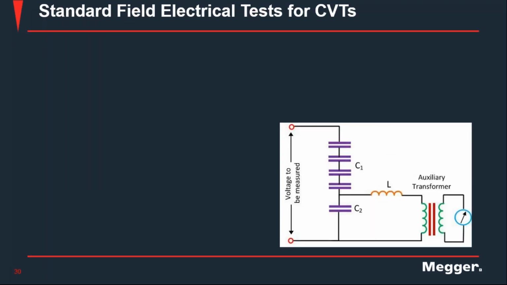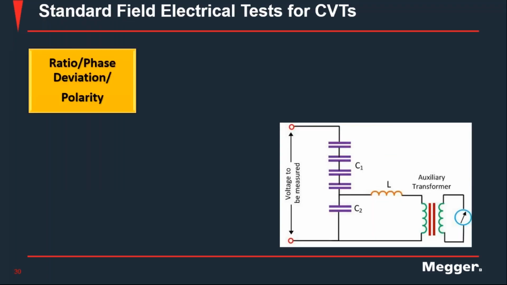A couple of details about CVTs. CVTs are basically a combination of an inductive part, like any regular VT, but then you have a capacitive section that helps in reducing the voltage and helps in the ratio of these CVTs, making this type of voltage transformer more economical and practical to build.